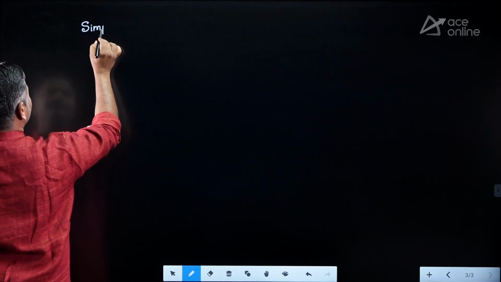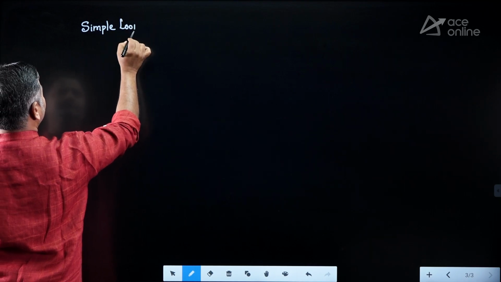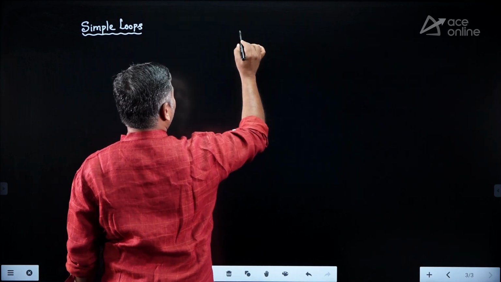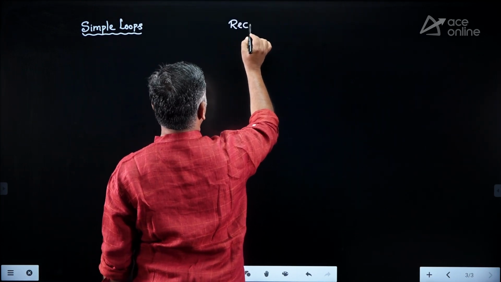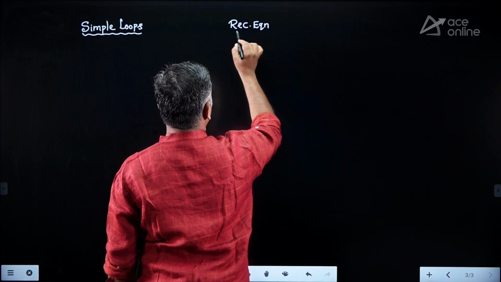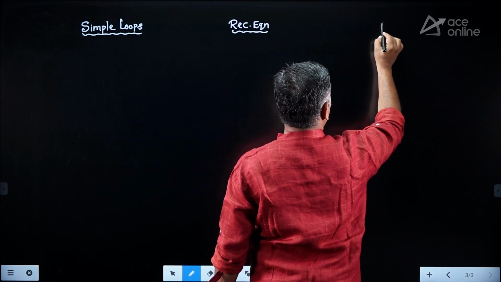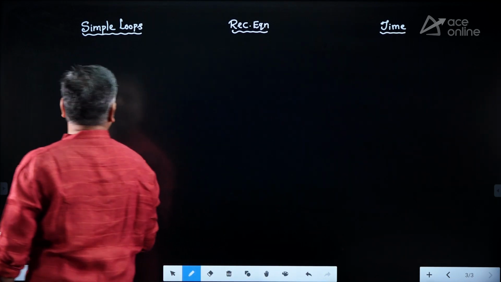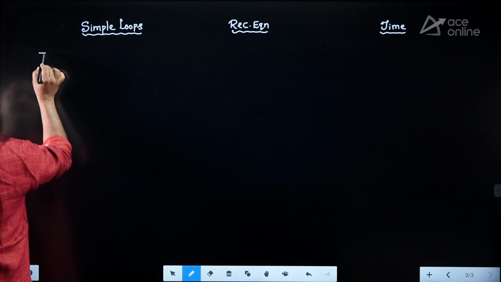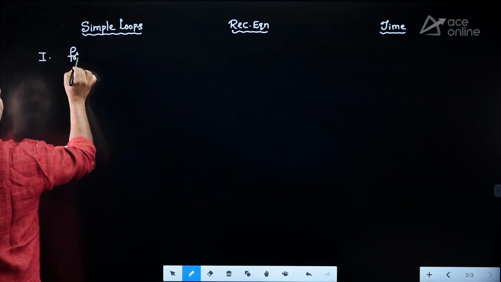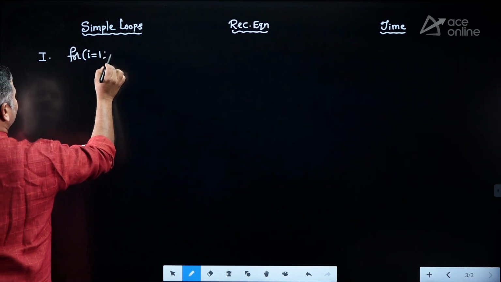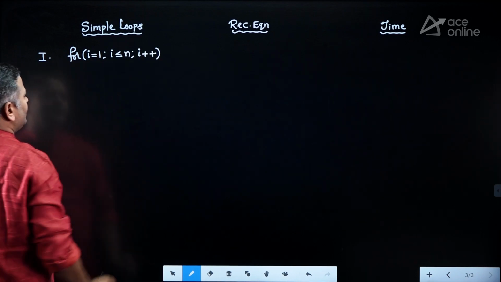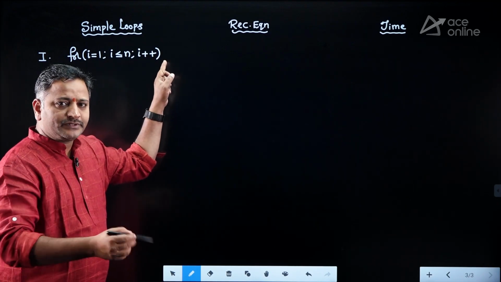If we consider simple loop concepts, by using simple loops, we need to construct equivalent recurrence equations, and we need to address what is the time complexity for the recurrence equation. The first model which I covered in the class: suppose I value starts from 1, I less than or equal to n, I plus plus, meaning the I value is incrementing step by step, friends, okay.